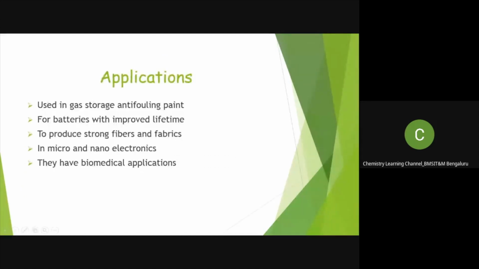The applications of carbon nanotubes: it's used in gas storage, anti-fouling paint, used in batteries to improve their lifetime and to produce strong fibers and fabrics. And it's used in micro and nano electronics. And also they have various biomedical applications.